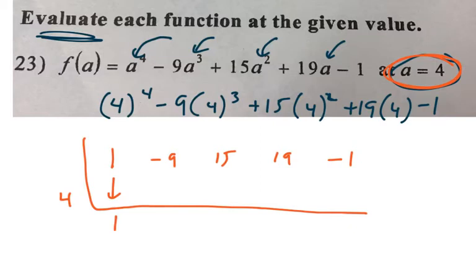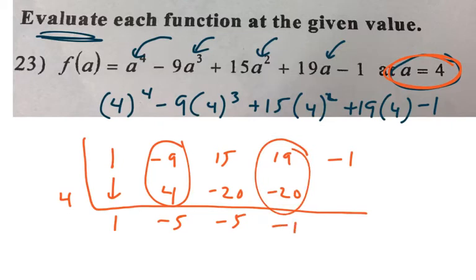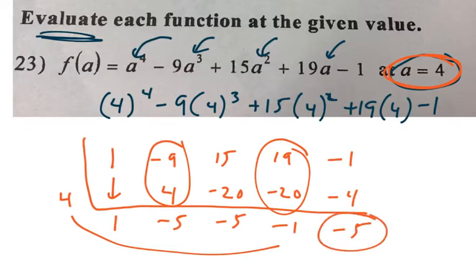Bring down the first number. I multiply those. I get 4. 4 minus 9 is negative 5. When I multiply those, I get negative 20. 15 minus 20 is negative 5. When I do that times the 4, I get negative 20 again. That leaves me right here with negative 1. Times the 4 one more time is negative 4. My result is negative 5.